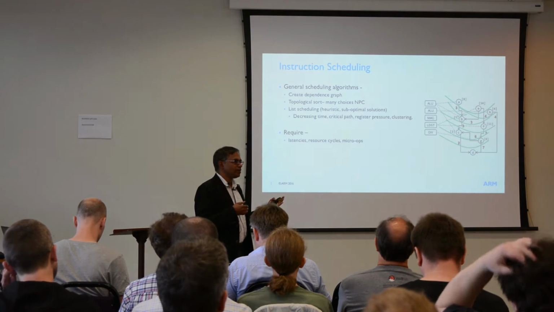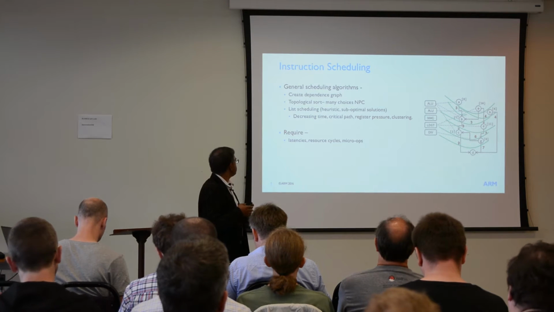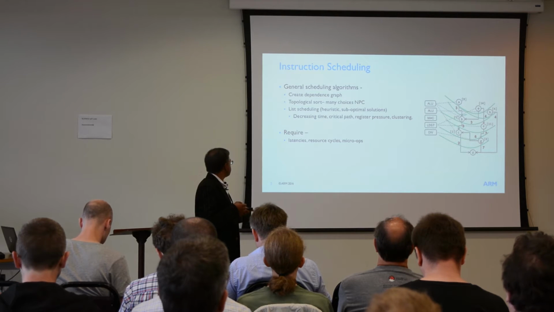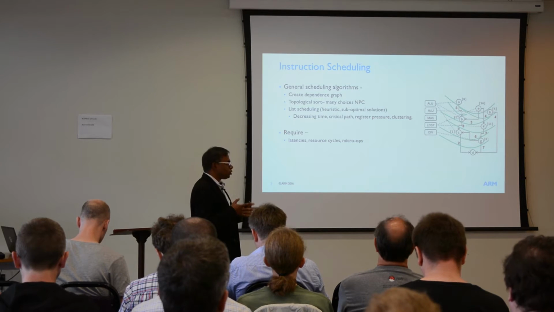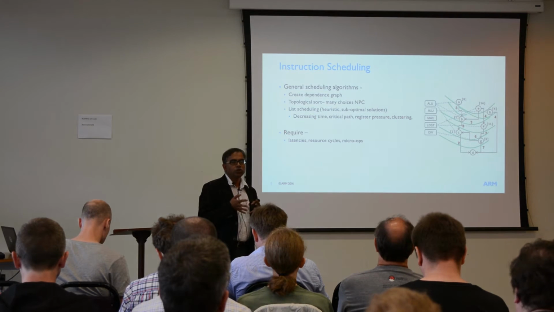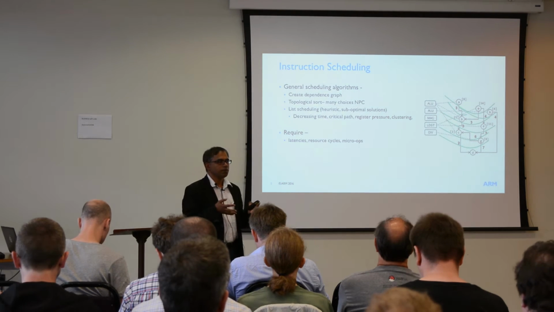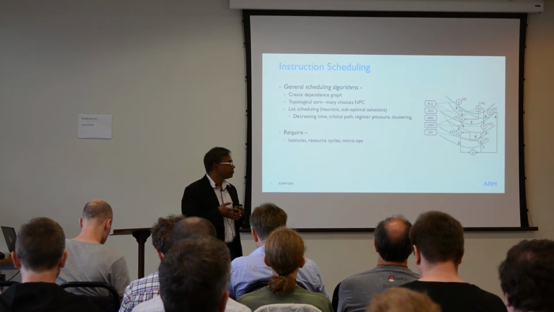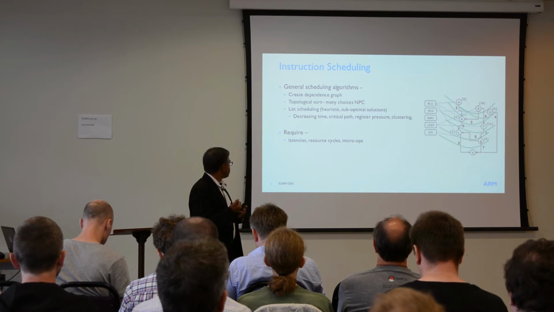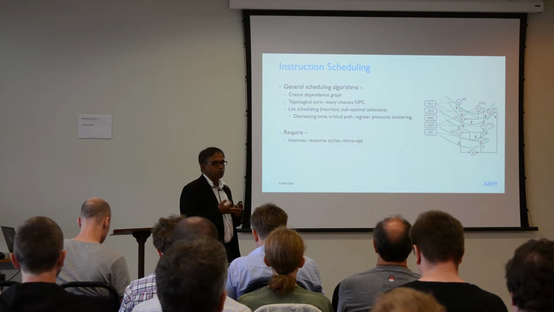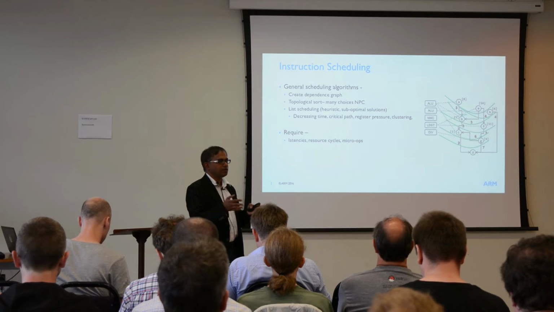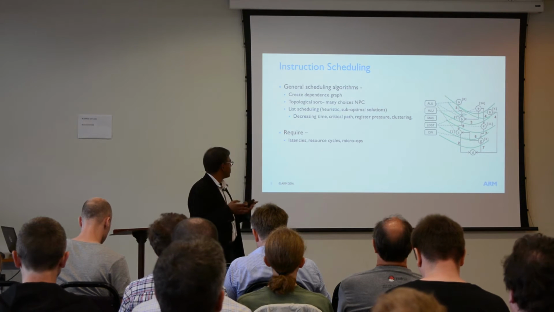That's what list scheduling is, and typical heuristics are critical path, register pressure, and other things. To do a good scheduling, the compiler needs a lot of information. It needs to know what the processor pipeline looks like so it can do a valid and decent schedule. So you need to know latencies, resource cycles, micro-ops a bit. Resource cycles means how long it needs to occupy the resource. Is it fully pipelined, is it not pipelined, things like that.